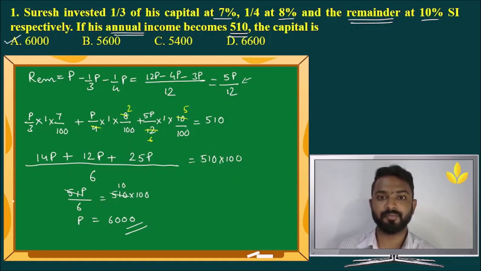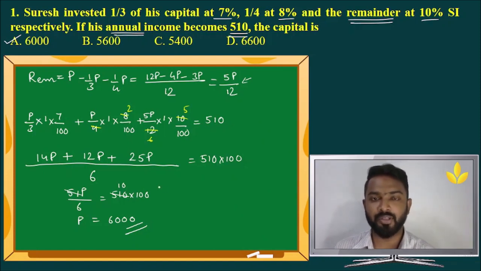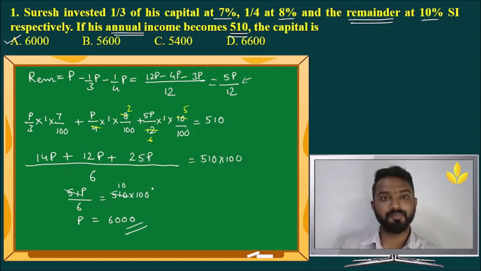Answer is A. Moral of the story, we first find the remainder and then do individual PTR by 100, PTR by 100, PTR by 100, and the final total interest is this. That is what we equate it with, and then we find the only unknown that is given in the question. That's it. Let's move on.